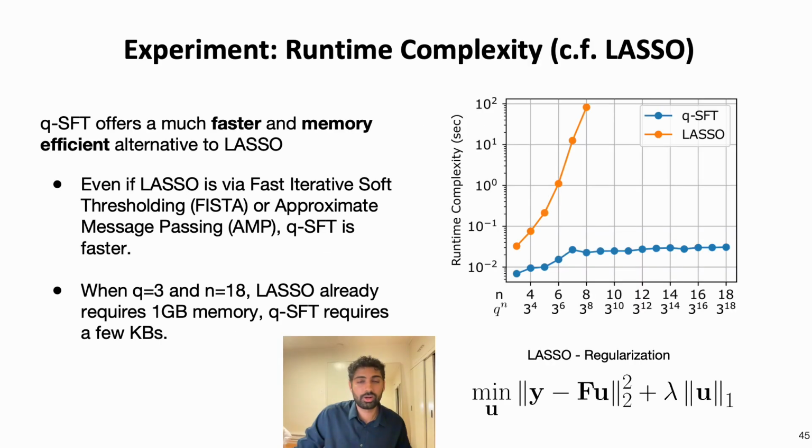This is a comparison of our algorithm to lasso. Lasso is L2 minimization with L1 penalization. And as we see here, the complexity of lasso as it scales with sequence length is exponential, and this is a log scale here. Meanwhile, our algorithm, q-SFT as we've dubbed it, is growing linearly in n. It looks even less here because this is a log scale, but it's growing linearly in n, and in the regime of, say, n equals 18 here, our algorithm runs relatively quickly, whereas lasso's not even within the realm of being possible to run here.